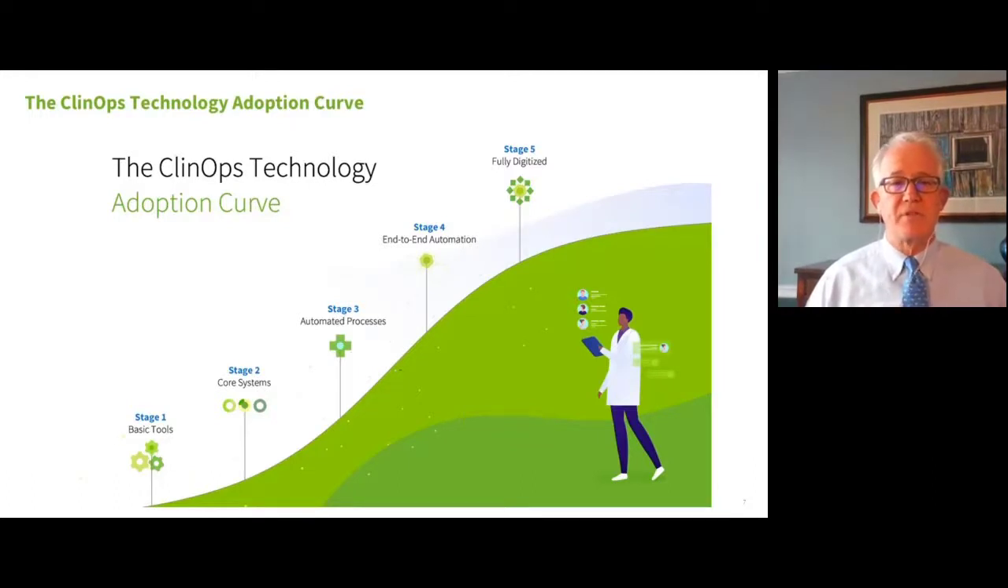First, just by labels. Stage 1, basic tools. Stage 2, core systems. Stage 3, automated processes, unit automation, I call it when I'm feeling fancy. Stage 4, end-to-end process connections. That really means integration. And stage 5, kind of the digital world, the fully digitized model, including collaboration between stakeholders. So we're going to talk about these one by one.